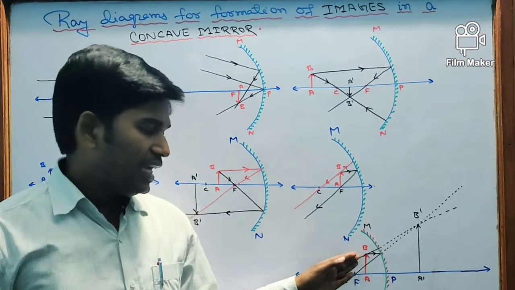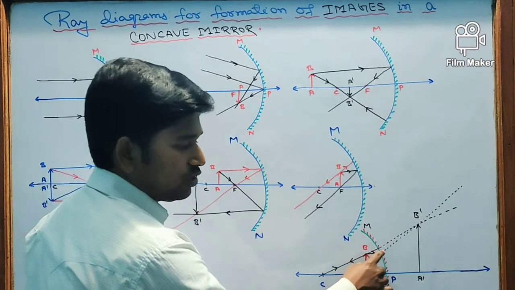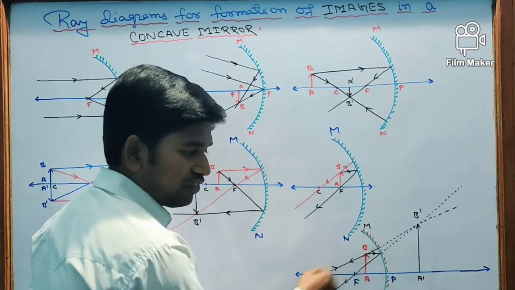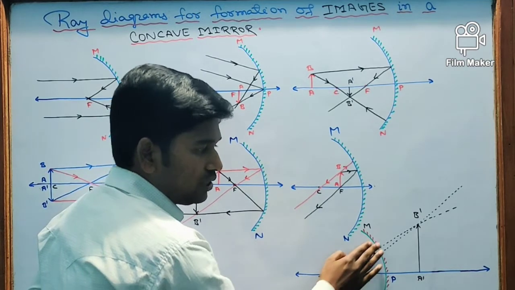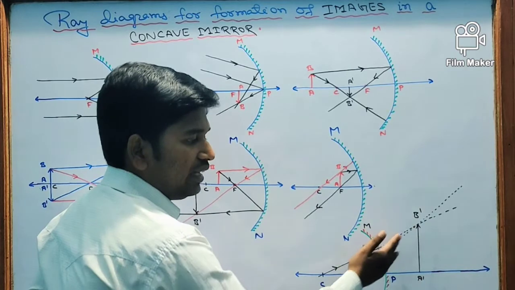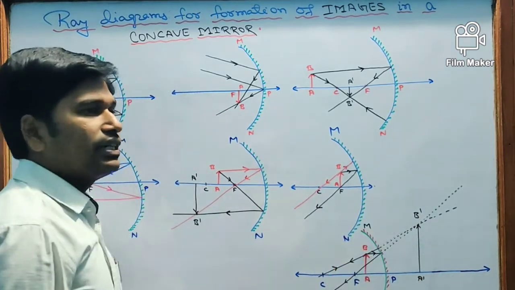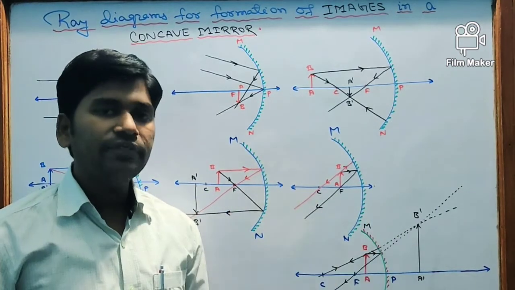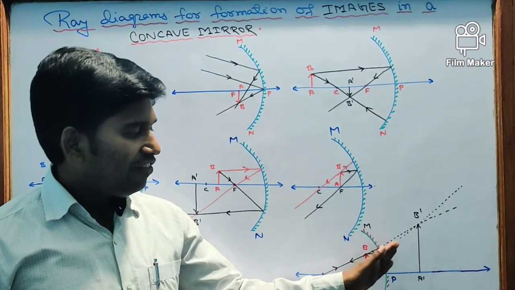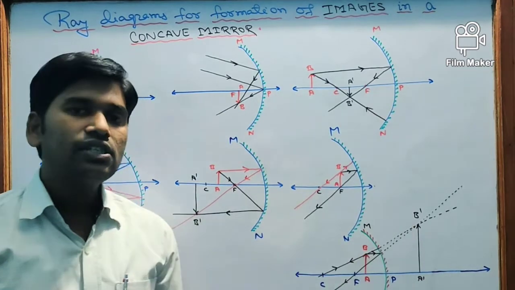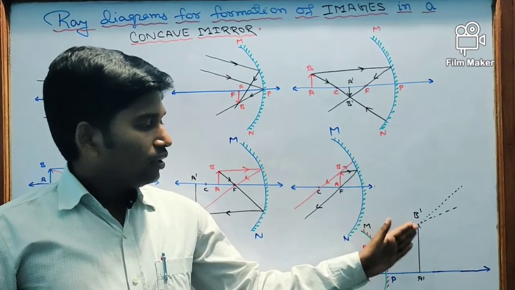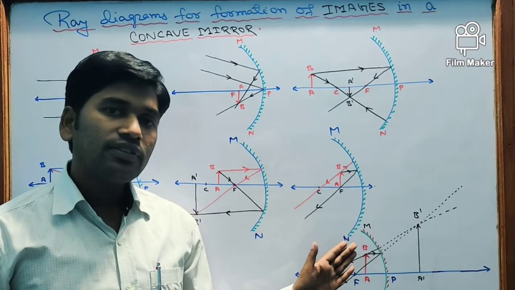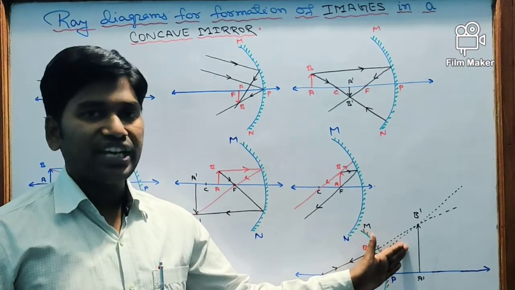Now the last position, when the object is kept between focus and pole. So two rays I have taken in this, one parallel to principal axis passing through the focus, and one ray passing through the center of curvature. When we produce them in the backward direction, they appear to intersect behind the mirror. So image is formed behind the mirror, and the reflected rays appear to meet. So the image formed is virtual, erect, and magnified.